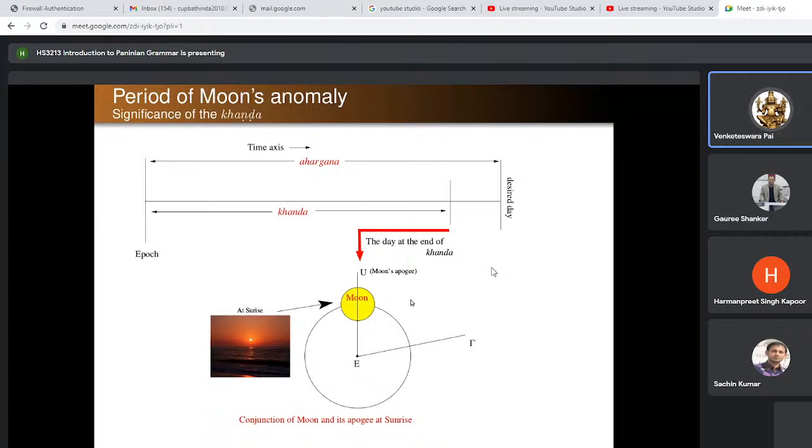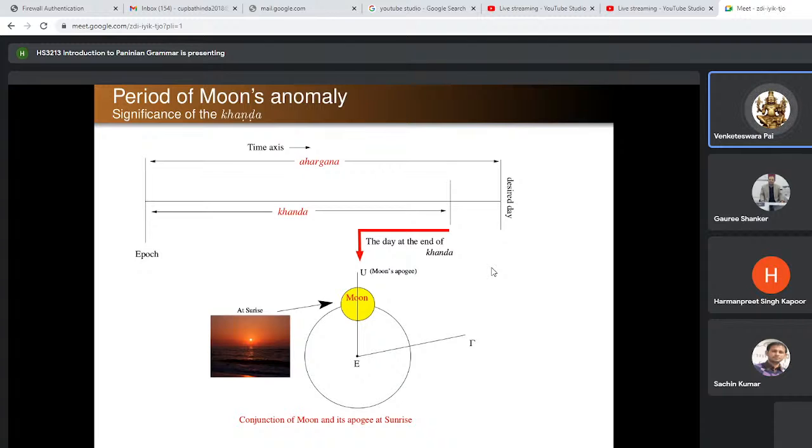Okay, so suppose the moon starts its motion at the time of sunrise on any specific day. It takes approximately 9 revolutions to come back to the same position, close to the sunrise. And for taking those 9 revolutions, the moon takes 248 days. Okay, the moon takes 248 days.